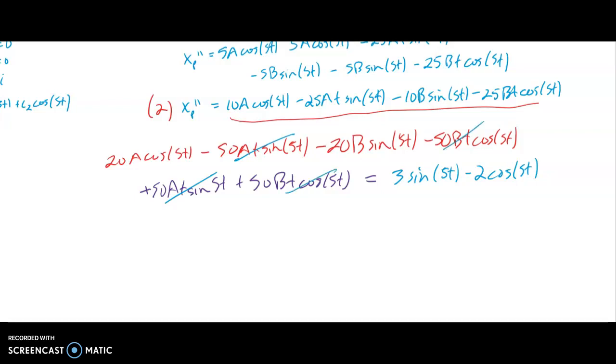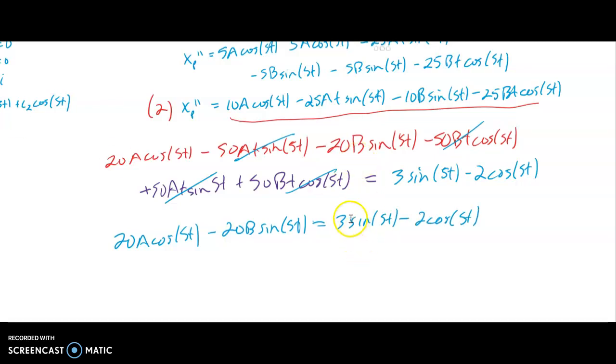So I get a really nice simple equation at the end here. I get 20a cosine of 5t minus 20b sine of 5t is equal to 3 sine of 5t minus 2 cosine of 5t. If you take a look here, it should be pretty obvious. All right, the sine term on this side is a 3. Well, the sine term over here is a minus 20b. So I get minus 20b is equal to 3. You can solve that and get that b is equal to negative 3 over 20.